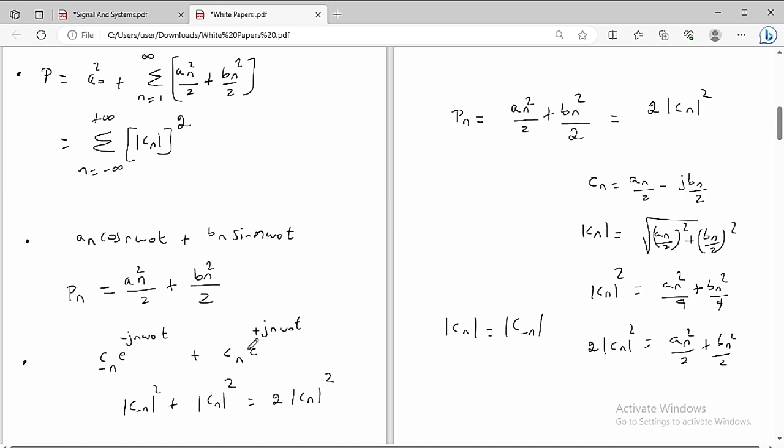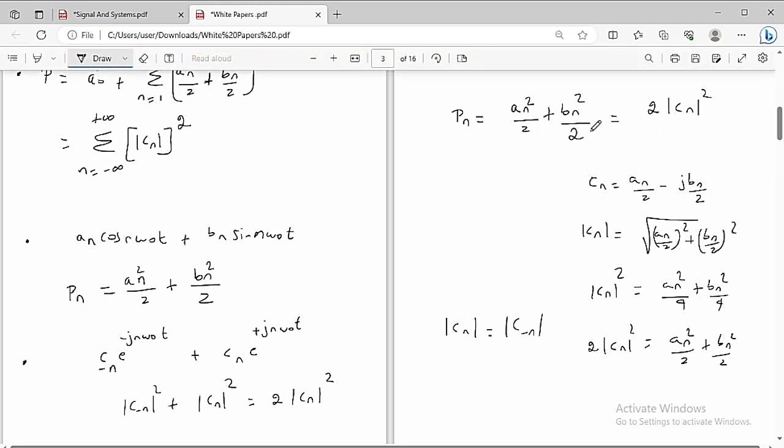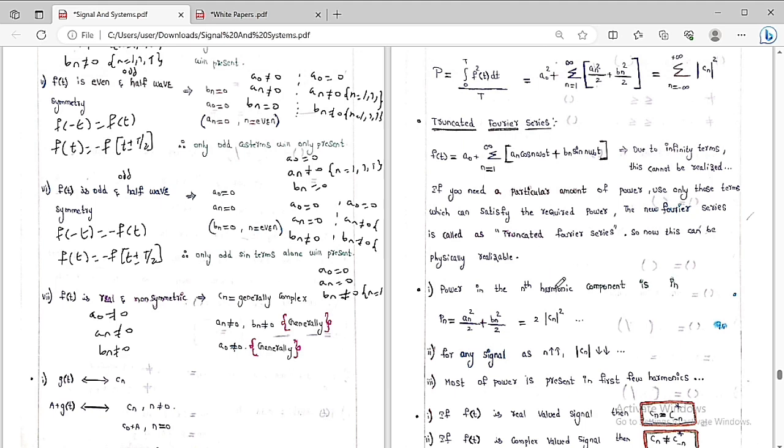Therefore, the amount of power present in the nth harmonic component is equal to An square by 2 plus Bn square by 2, which is equal to 2 times mod of C of n whole square. This is because of the trigonometric Fourier series coefficients, and this is because of the exponential Fourier series coefficients. So this point you always have to keep in your mind.